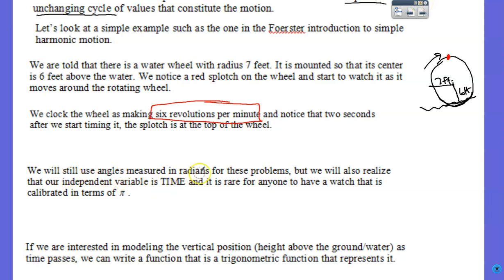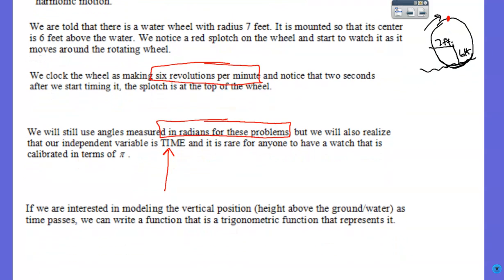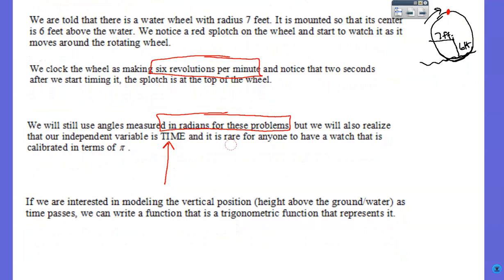We'll still use the angles measured in radians for this problem. So if you're graphing things in your calculator, you're going to want to make sure you're in radians. But we're also going to realize that our independent variable, our x-axis, is in time, because it's really rare for us to have our watches calibrated for pi, right? So our x-axis is going to be in time, but we are still using radians. We'll talk about how to convert for that.